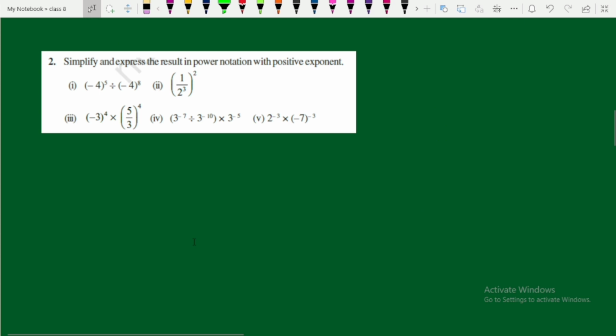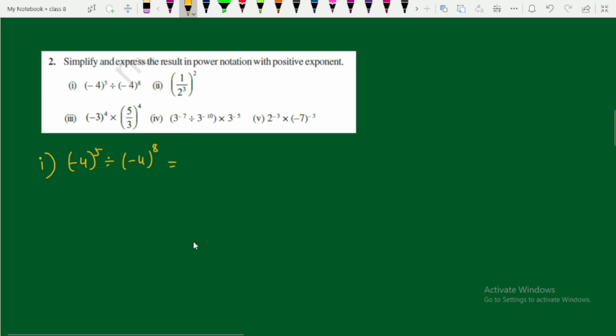Question number 2 is: simplify and express the result in power notation with positive exponents. Here we have to simplify and express the power as positive. Okay, no need to complete the answer, you only have to express the power as a positive exponent. Yes, so the first question is (-4) raised to 5 divided by (-4) raised to 8. Yes, so this is the question.